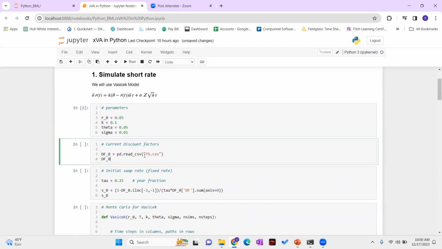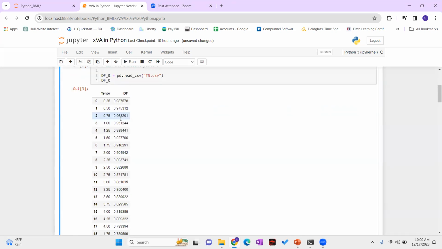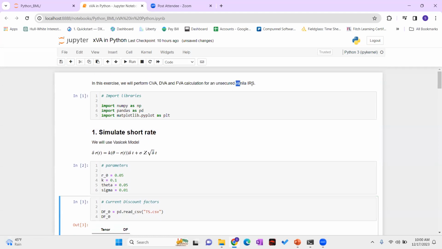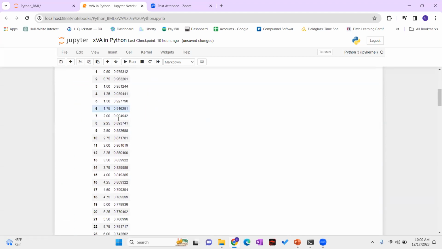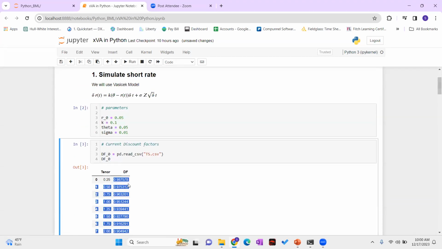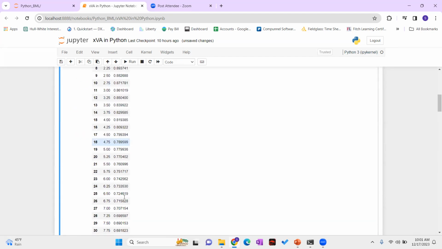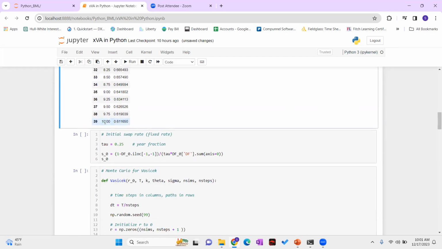I have a file where I'm keeping the current term structure. Let's read that. So this is my current term structure. This is a 10-year swap, with quarterly payments, fixed floating. These are the discount factors for different tenors. Ten years, this is my discounting factor. Year fraction is 0.25 because it's quarterly.